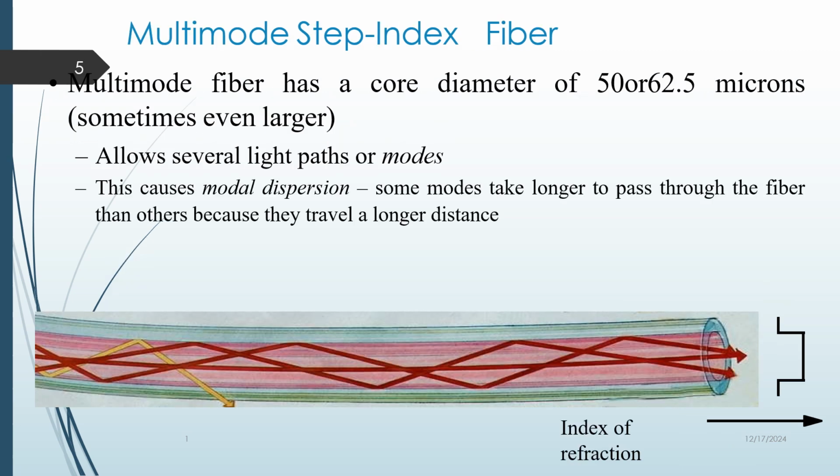Multimode step index fiber. Here the multimode fiber has a core diameter of 50 to 62.5 microns, sometimes even a larger value more than 62.5, which will allow several light paths or modes from one part of the fiber to another part. This will cause dispersion, which is one form of loss, and some modes take longer to pass through the fiber than others because they travel a longer distance.